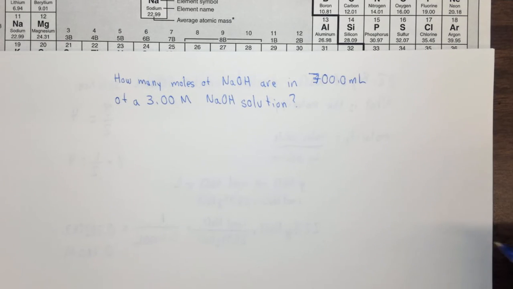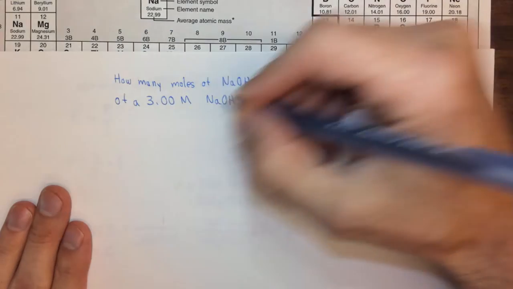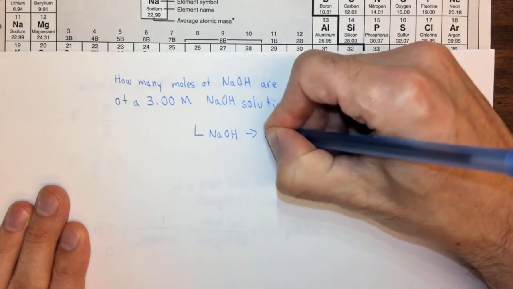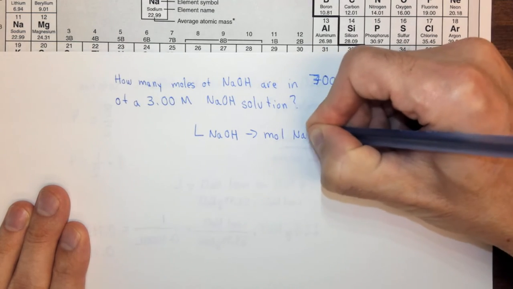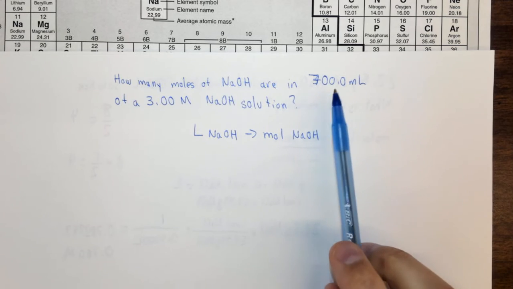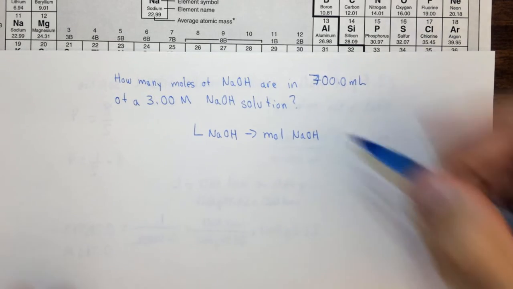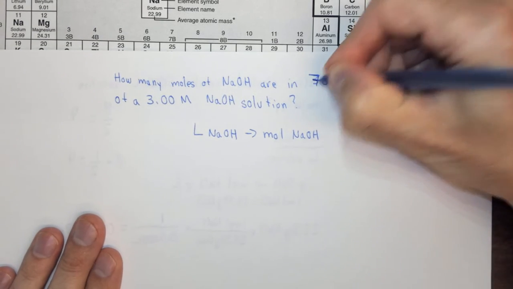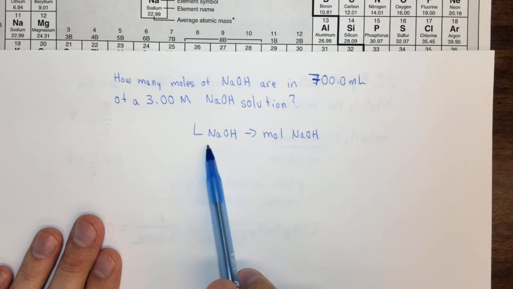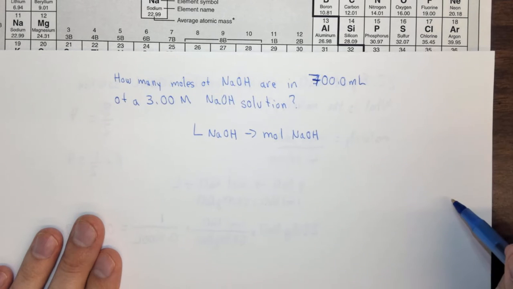Well, here our plan of attack is liters of NaOH to moles of NaOH. And if you recall a few minutes ago, I said you're going to have to get used to converting milliliters to liters, because often we're given the volume in milliliters, in this case 700. It's kind of hard to see, but 700 milliliters, we have to convert that to liters. So we're going to start with liters of NaOH, and we're going to convert it to moles of NaOH.